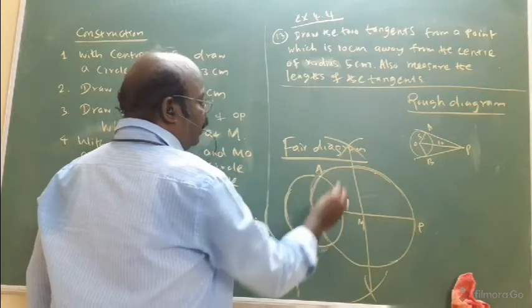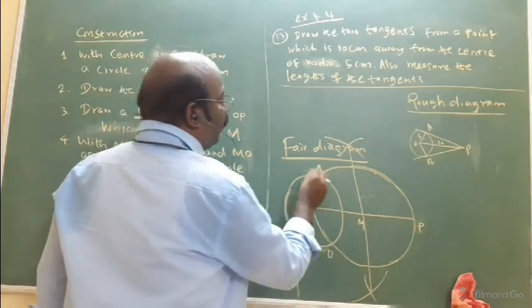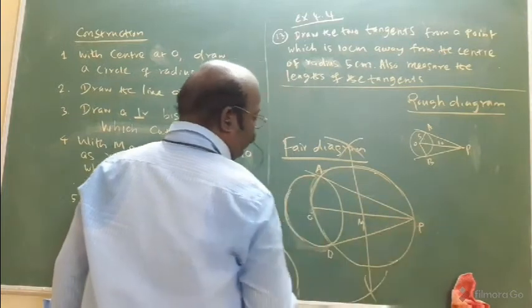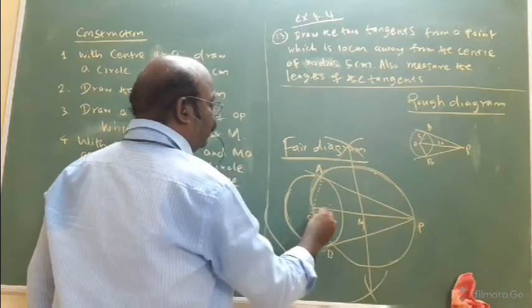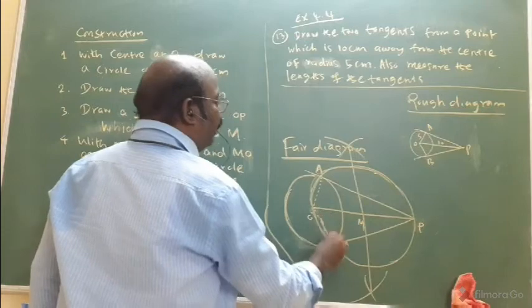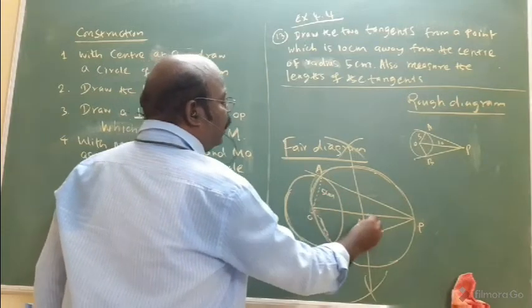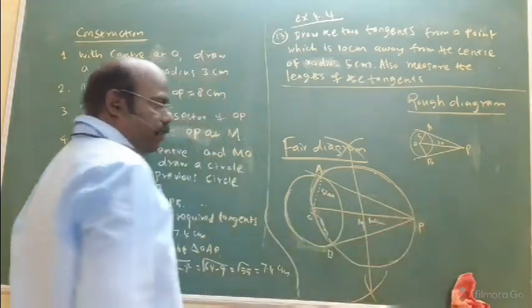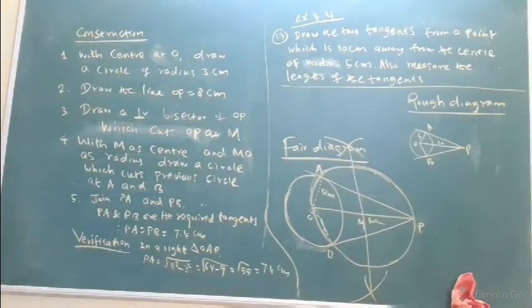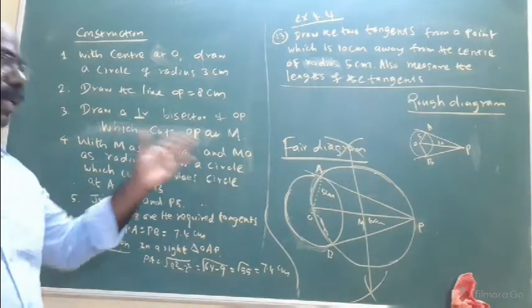It will be A and B. Am I right? Now join PA and PB. Put the top line. Here the measurement is what? Here 5 cm, here 10 cm. That's all, the diagram. Same diagram, same diagram. Now write the construction.